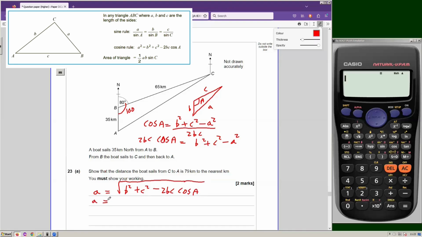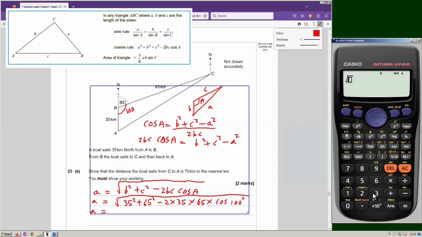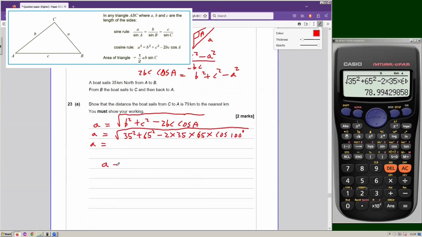A equals, so B squared, what was our B, 35 squared plus 65 squared minus 2 times... A equals 78.99, so 79 to the nearest.